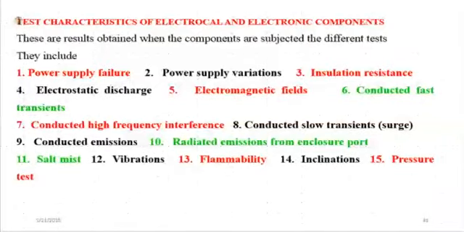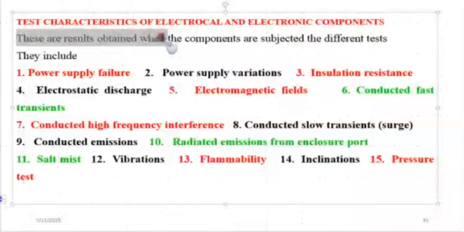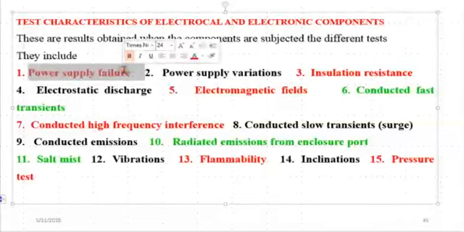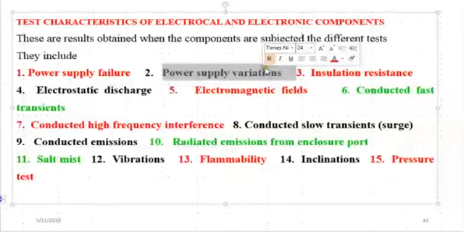Now the next thing we are going to see is the test characteristics of electrical and electronics components. If we say test characteristic of a device or a component, what do we mean? We simply mean the kind of results that we obtain when that component is subjected to those different tests. And the tests we have, there are many. We have tests that have to do with power supply failure. If there is failure in power supply, what happens? There is a test that has to do with power supply variation, that is if the voltage goes above or below, or the current, what happens?